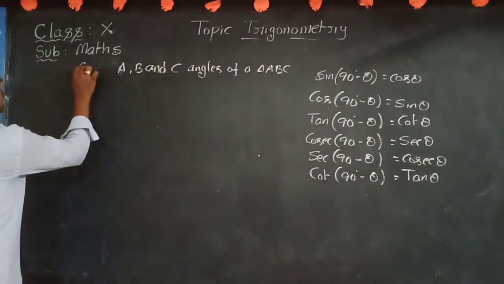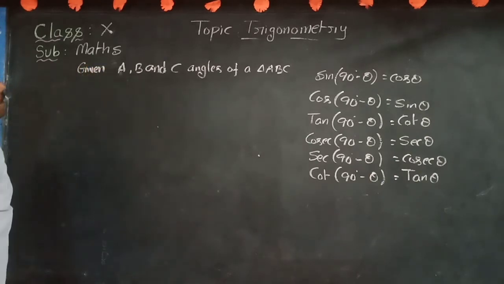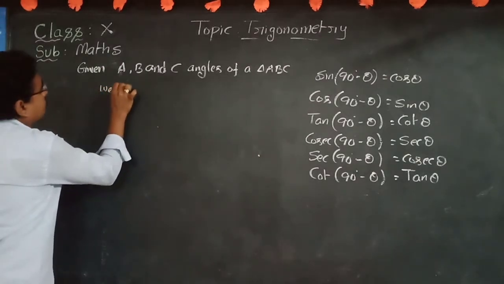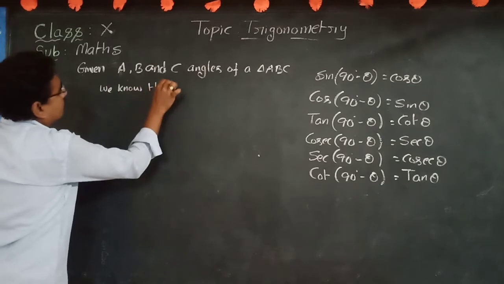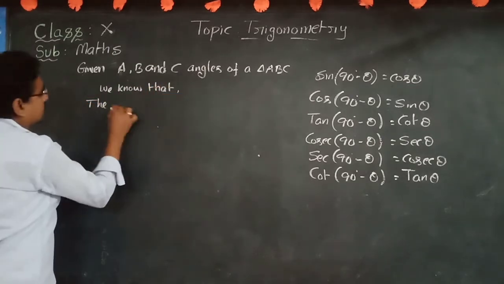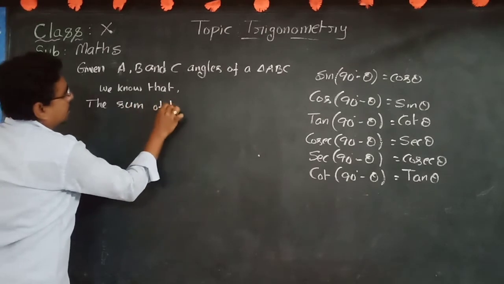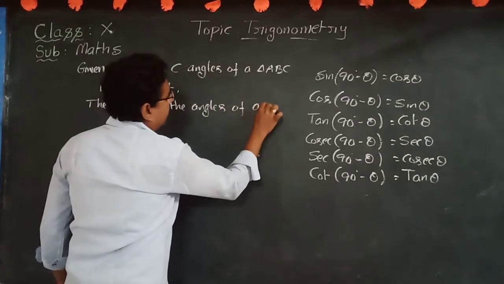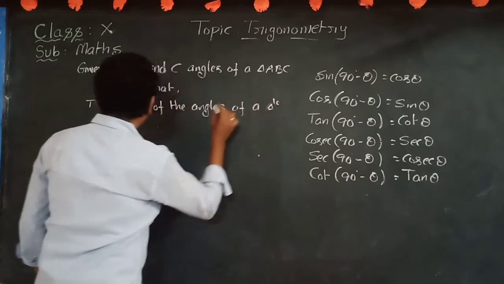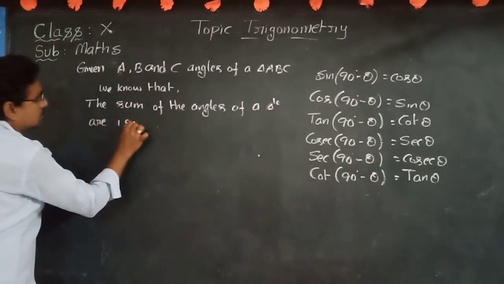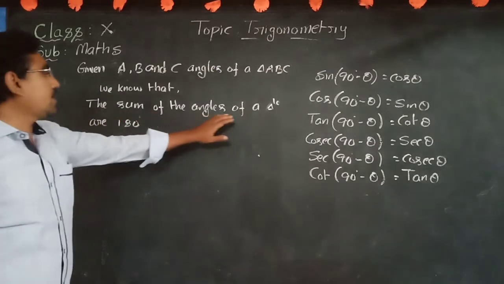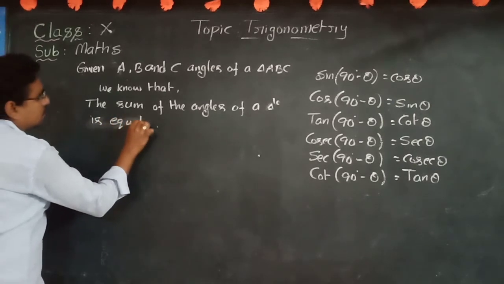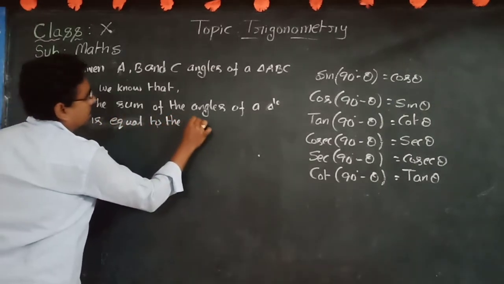First, given A, B and C are angles of a triangle ABC. We know that the sum of the angles of a triangle is 180 degrees. The sum of the angles of a triangle is equal to 180 degrees.